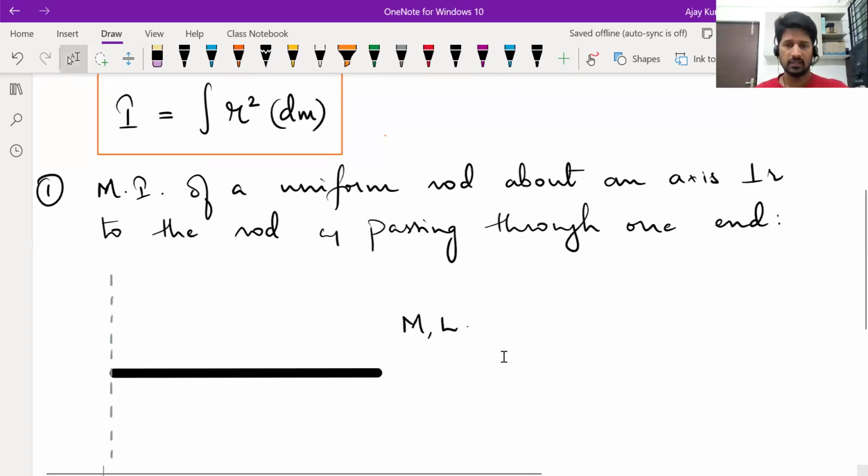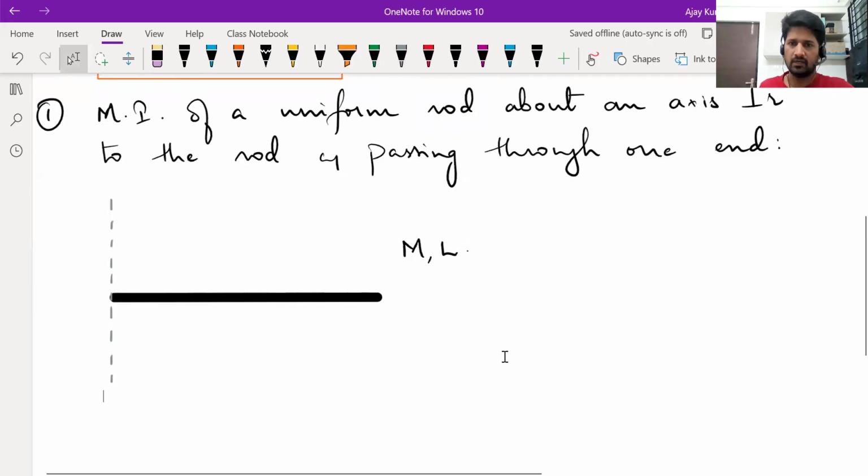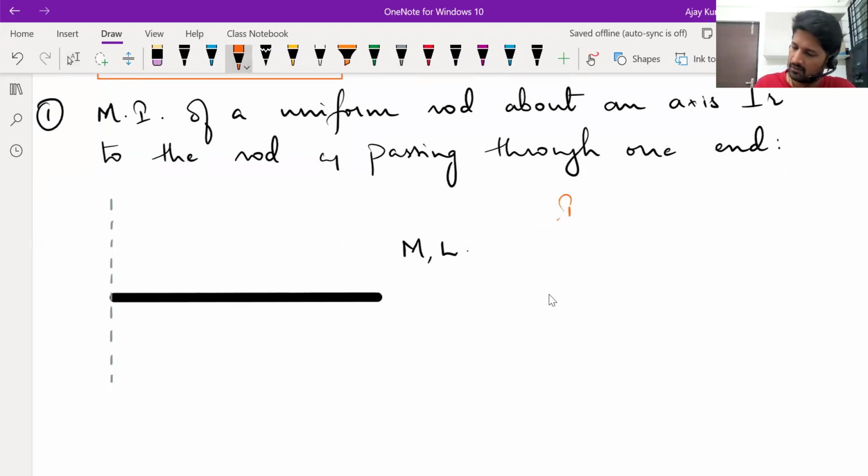What is moment of inertia? I told you, it is rotational inertia: how reluctant or how resistant a system is to a change in its rotational state. That is what moment of inertia is. So we need to find that for this rod. A rod is a continuous mass distribution, and for continuous mass distributions, moment of inertia is calculated as integral r square dm.